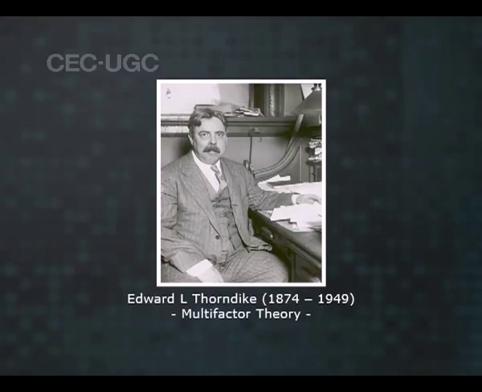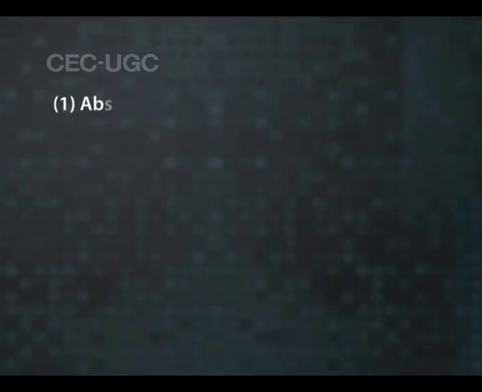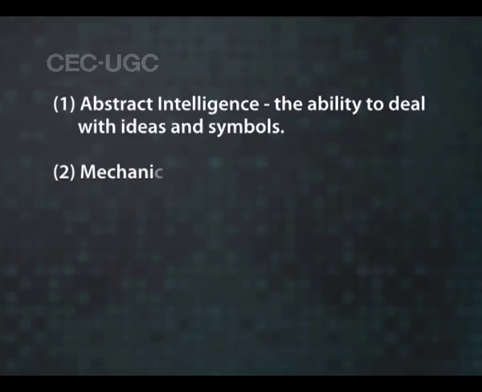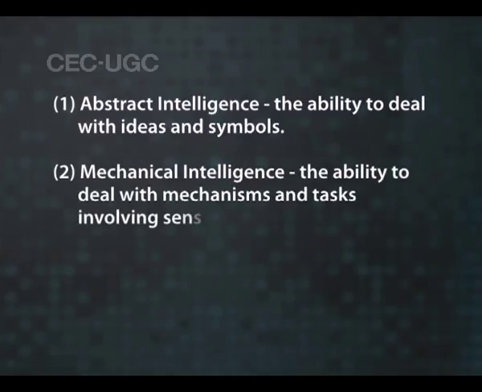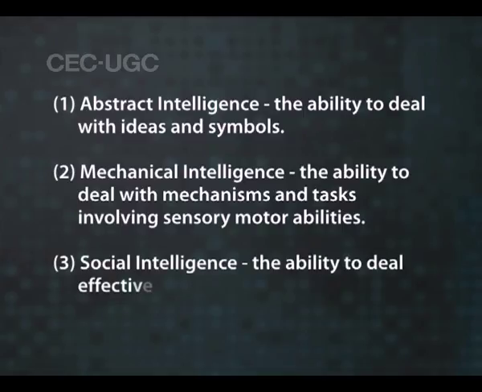The next is multi-factor theory by Edward L. Thorndike. Thorndike opposed the idea of a general factor and proposed that intellectual abilities are constituted by the organization of specified acts or separate factors as elements. He also proposed three broad classes of intellectual functioning. The first is abstract intelligence, which is the ability to deal with ideas and symbols. The second is mechanical intelligence, the ability to deal with mechanisms and tasks involving sensory motor abilities. And third, social intelligence, which is the ability to deal effectively with people.